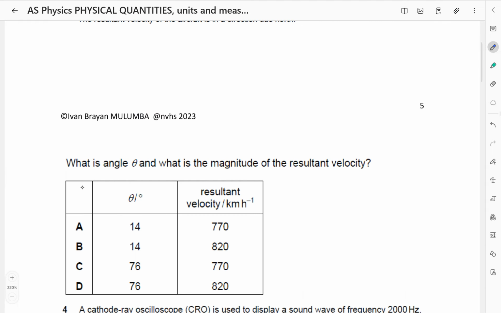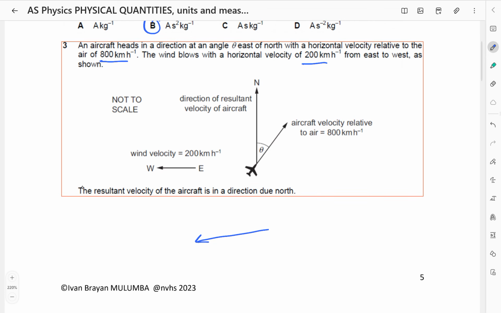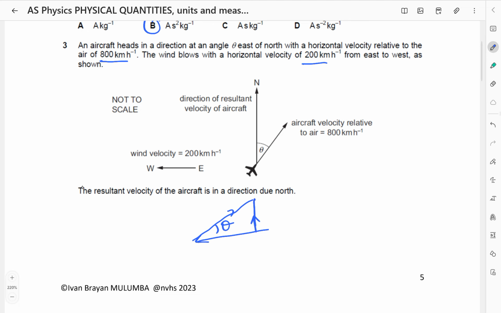What is the angle theta and what is the magnitude of the resultant velocity? They say the resultant velocity is in a direction due north. So the wind is blowing in this direction and an aircraft heads in a direction at an angle theta east of north. So the aircraft is moving east of north at an angle theta, and the resultant is due north, so the resultant is vertically upwards.